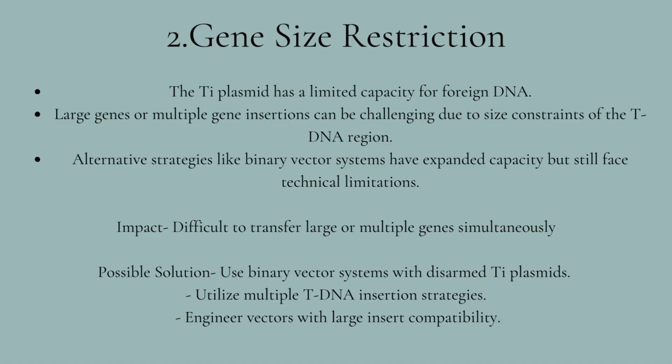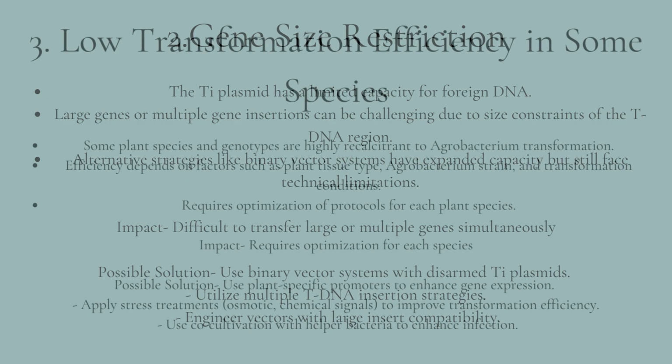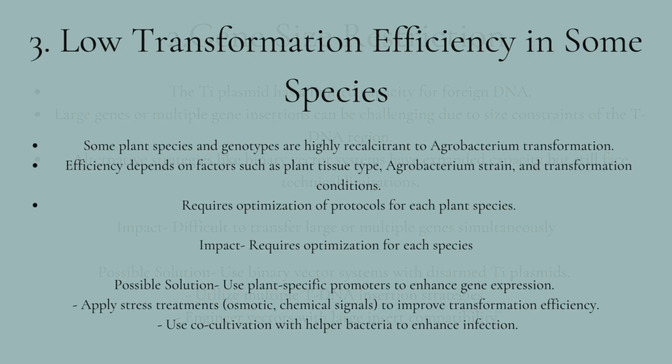Secondly, using multiple T-DNA insertion strategies to introduce multiple genes in separate events. Thirdly, using engineered vectors designed to carry larger DNA fragments efficiently. Here the impact is that these approaches help expand the range of genetic modifications, though very large inserts may still require alternative methods like transposon based systems or artificial chromosomes.